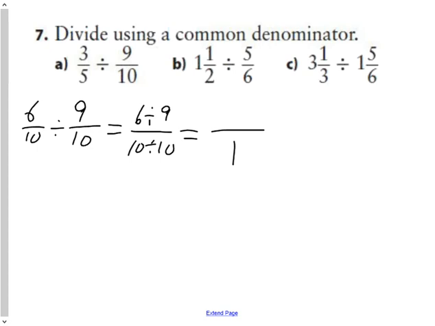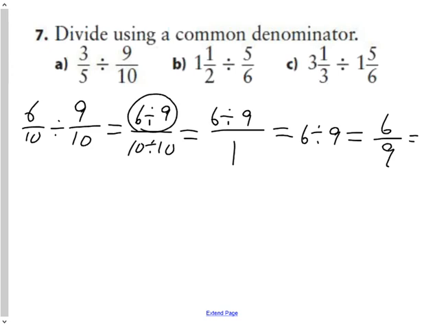And that means that this is really going to be the only thing that stays true, because anything divided by 1 is just itself. So 6 divided by 9 is really your answer, or as a fraction, 6 over 9. Right? So the answer for that is 6/9, or in lowest terms, both are divisible by 3. Your lowest term answer for question A, using common denominators, would be 2/3.